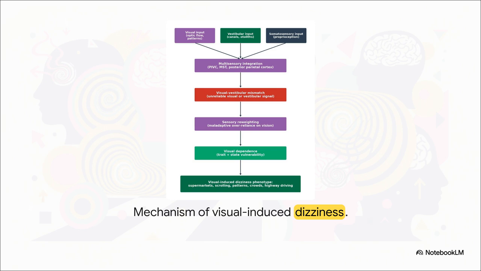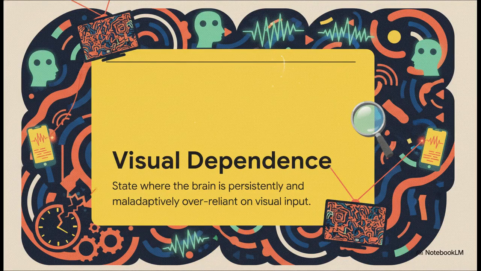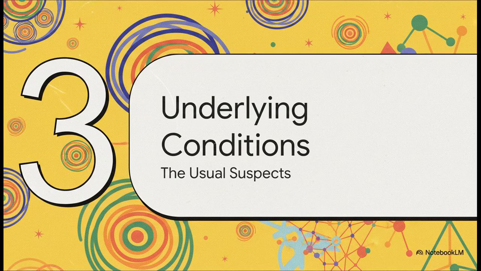When these folks encounter rapid optic flow or intense repetitive geometry, it generates this sustained mismatch between the visual stream that the brain is now overweighting and the vestibular stream it's underweighting. And the conscious feeling of that exact mismatch, that's the dizziness on looking. We call this state visual dependence. It's essentially a state where the brain becomes persistently and maladaptively over-reliant on visual input just to figure out spatial orientation. And this physiological state is exactly what locks in that visual-vestibular mismatch. The brain is basically just trusting the eyes way too much. So the second the eyes get confused by a busy pattern or a fast-scrolling phone screen, the entire orientation system basically crashes.